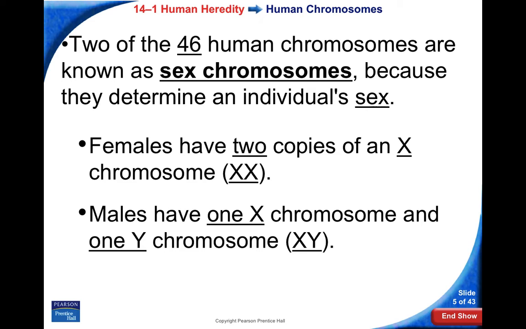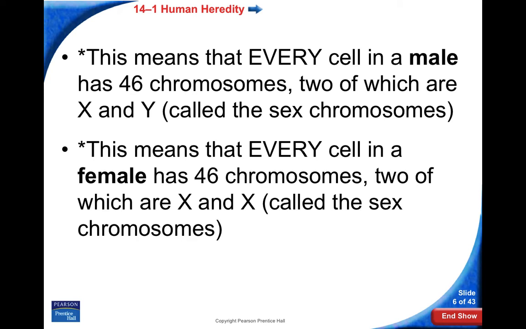Basically, if a person gets the Y chromosome, the genes on that Y chromosome instruct the body to develop male characteristics. Okay, so every single cell in a male has 46 chromosomes, and 2 of those are the sex chromosomes, and they are the X and Y. If you're a female, every cell in your body has 46 chromosomes, and 2 of them are the X chromosomes. Again, I'm talking about in terms of generalities. There are exceptions to this.